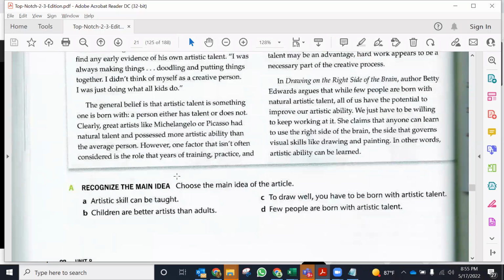Okay? Choose the main idea of the article. Artistic skill can be taught. Children are better artists than adults. To draw well, you have to be born with artistic talent. Or, few people are born with artistic talent. What is the main idea of the article?